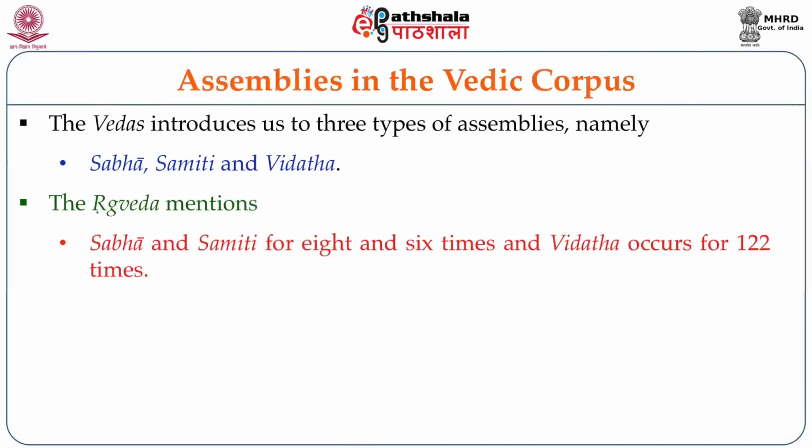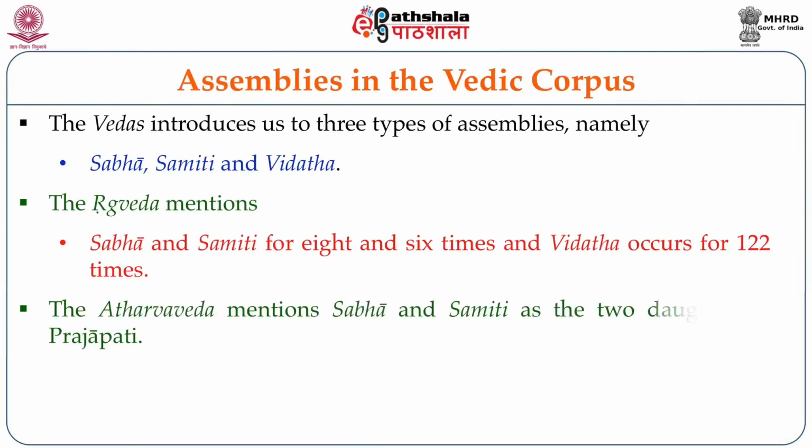In the Vedic corpus, as I mentioned, we have this representation of Sabha, Samiti and Vidhata, and if we look at this corpus, we find that they are mentioned a huge number of times. So you have Sabha and Samiti 8 and 6 times, Vidhata 122 times. Again, the Atharva Veda talks about Sabha and Samiti as the two daughters of Prajapati. This is very interesting, that Prajapati Brahma is represented as the father of these two assemblies.